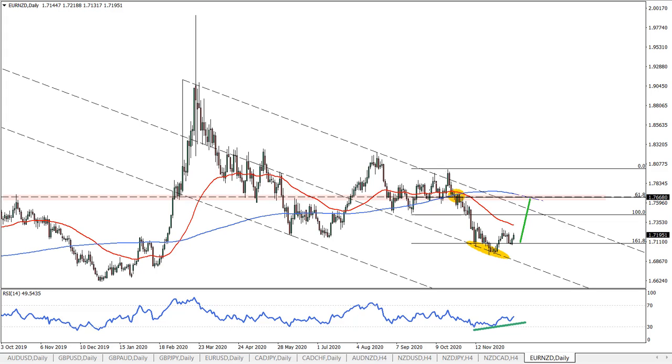Hello again traders, and today we are presenting the second analysis, which will be for the euro against the New Zealand dollar. And this is a very interesting price action from what can be seen, which we will discuss in just a moment.